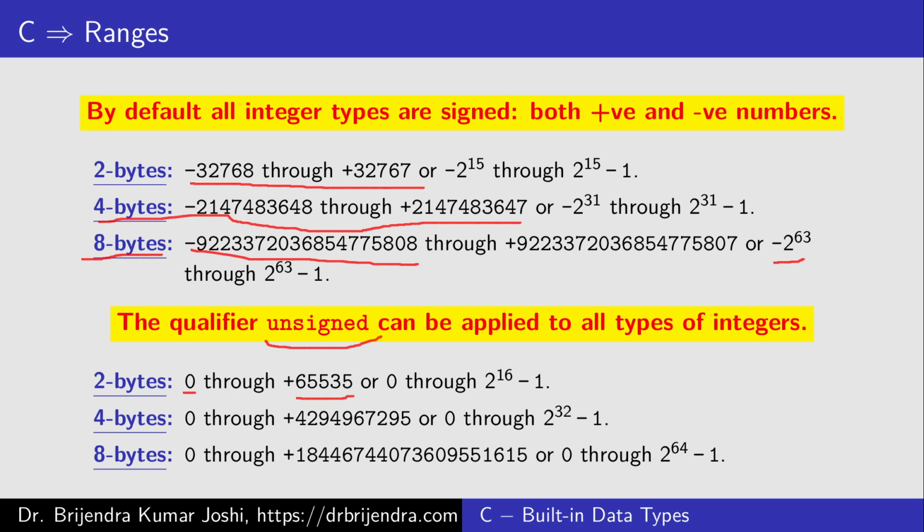For 4 bytes, 0 through 2 to the power 32 minus 1. And in case of 8 bytes, it will be 0 through this huge number, or 0 through 2 to the power 64 minus 1.